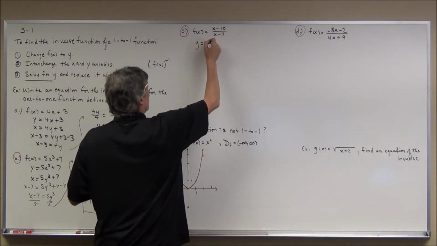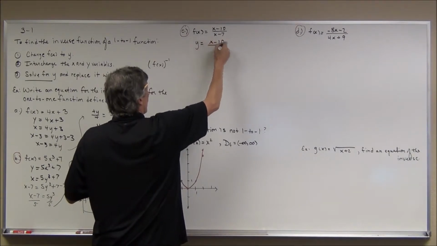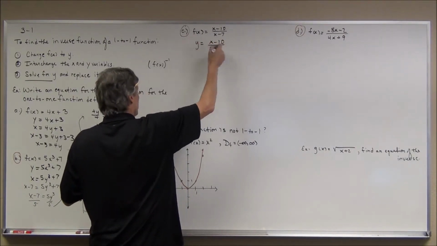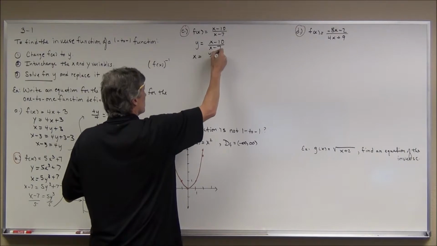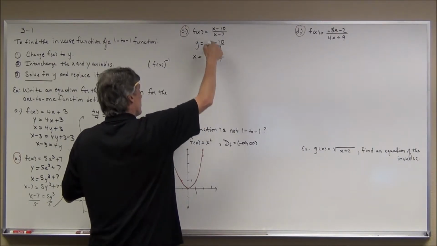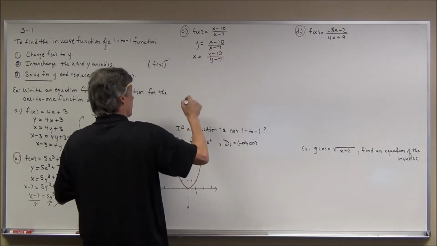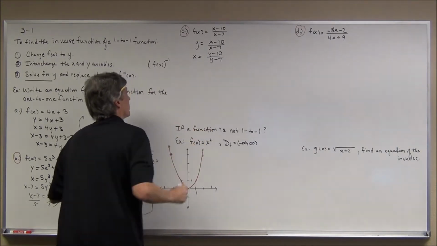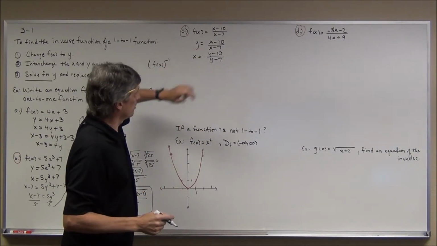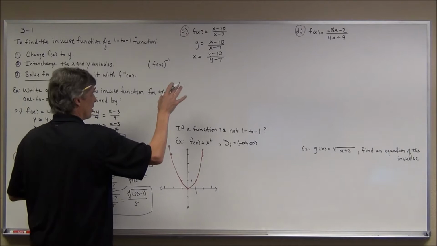Y is equal to x minus 10 over x minus 7. I'm going to interchange the variables. See how the two x's became y's, the y became x? And then I'm going to solve for y. Now I have the y written twice in the numerator and the denominator both. Not what I'm looking for.